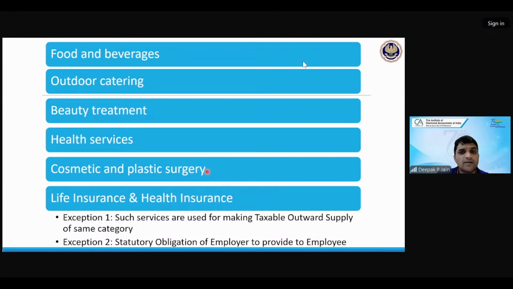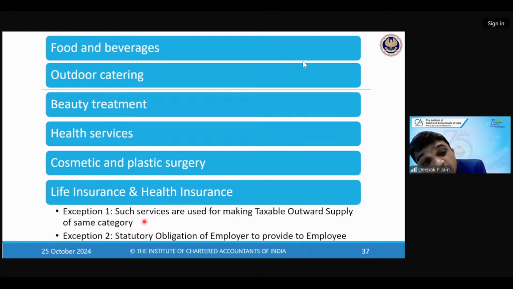Divya is saying, please explain the exclusions. The exclusions are: exception one is if you are doing the same business. Now, food you are buying, credit is not available. Now, a hotel buys the food, and what is its business? It is supplying food itself. So, it is buying food and supplying food, then it can claim the credit.